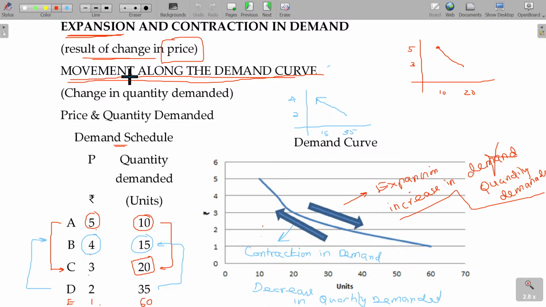If the change happens from top to bottom, a downside movement, then it's called expansion. Bottom to top, then it's called contraction of demand. Expansion can be named as increase in quantity demanded. The contraction is named as decrease in quantity demanded. Come on, take a note of it.